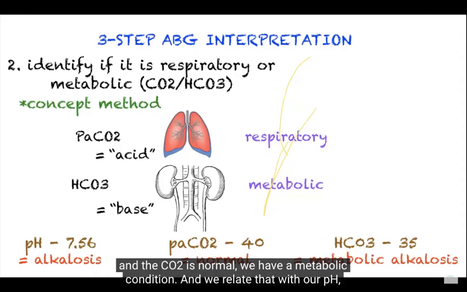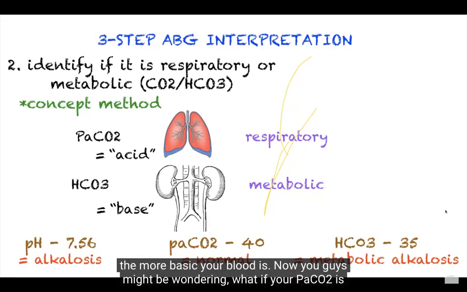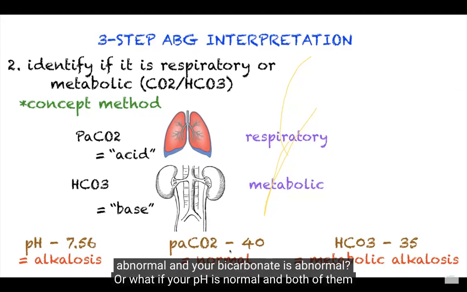And we relate that with our pH. We have a metabolic alkalosis. And this makes sense because the more bicarbonate you have, the more basic your blood is. Now, you guys might be wondering, what if your PaCO2 is abnormal and your bicarbonate is abnormal? Or what if your pH is normal and both of them are abnormal?